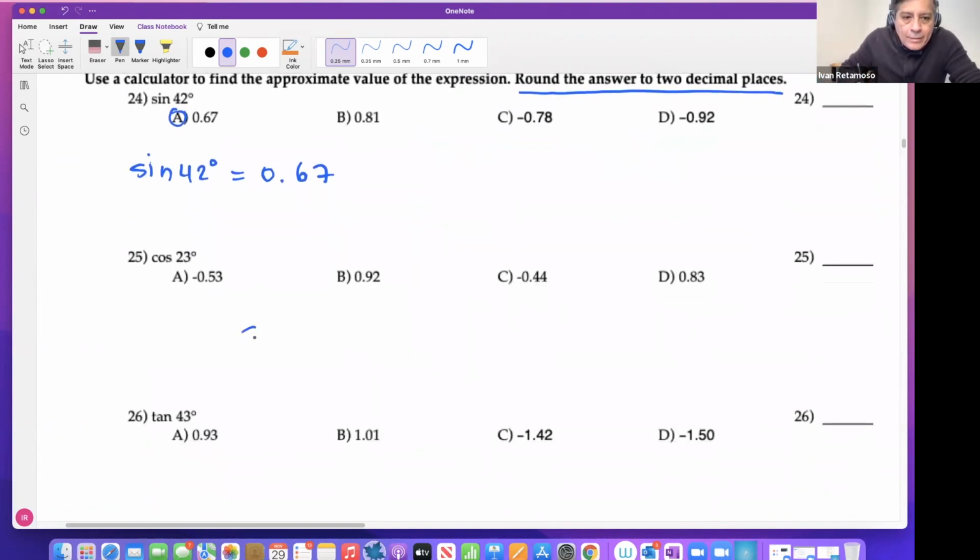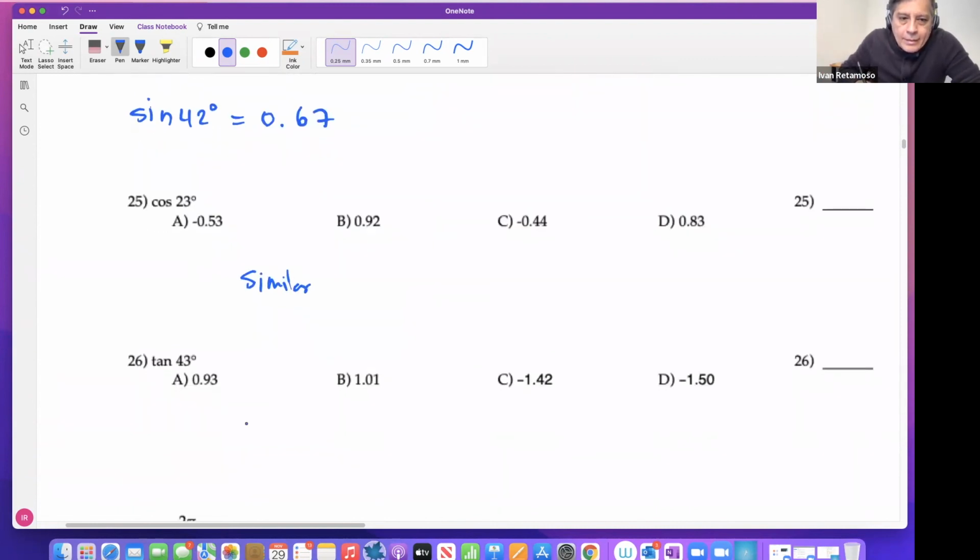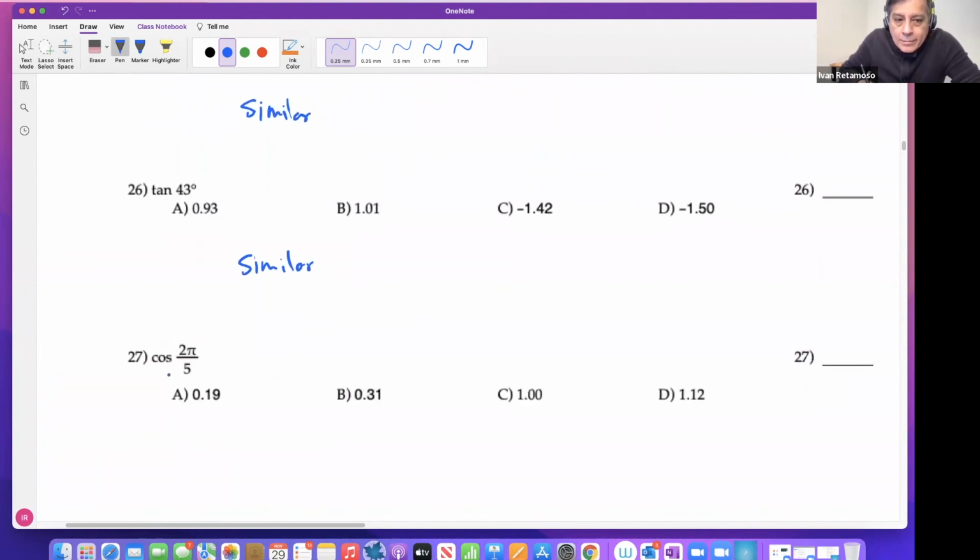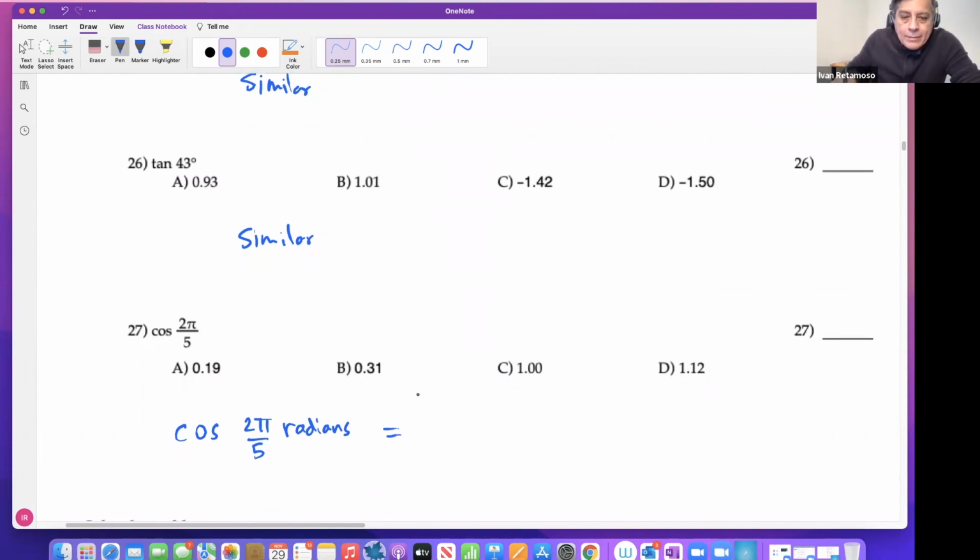24, 25. This one's similar, right? Tangent also similar, right? You do this the same, but probably I should show you what to do when this happens. Yeah. Cosine of 2 pi over 5. This angle, you don't see the hollow circle on the top, is in radians, right? You say, Professor, how do you know? Because when they don't have the units, it means that it's in radians. So you gotta do this in radians.